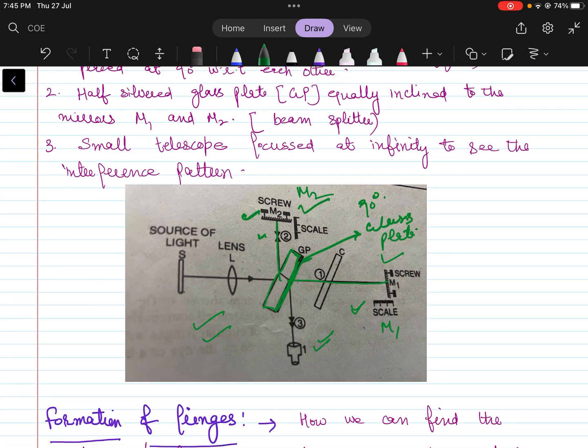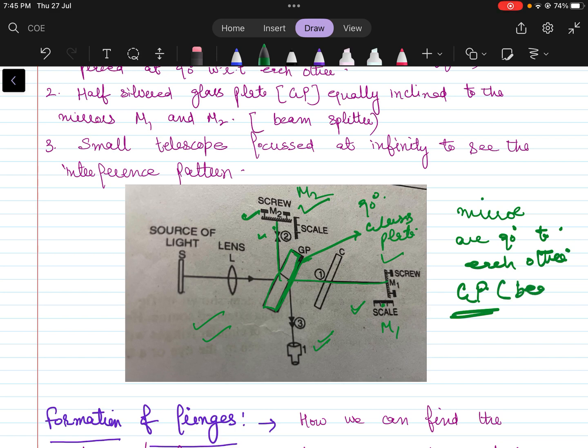Now how does it work? The experimental setup of the Michelson interferometer consists of two well polished mirrors M1 and M2, at 90 degrees to each other, and the glass plate GP, a half silvered glass plate equally inclined to mirrors M1 and M2. The glass plate is also called a beam splitter.